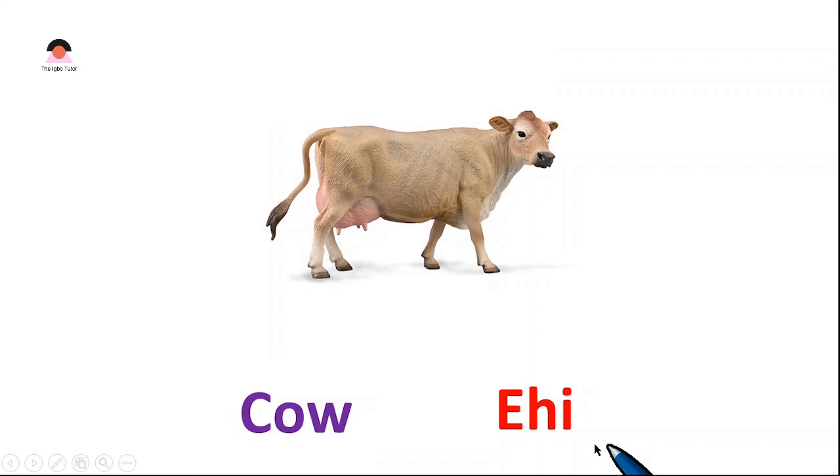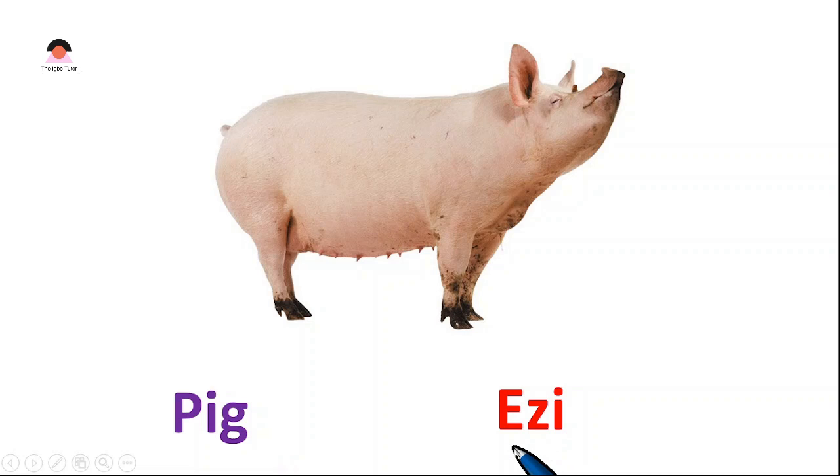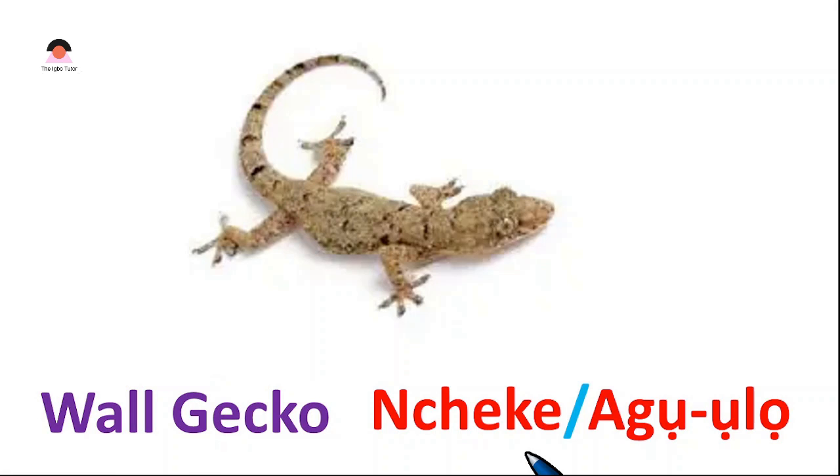Next is cow. Cow is called ehi in Igbo. Next is pig. We call pig ezi. Ezi in Igbo language. Next is wall gecko. Wall gecko is called ncheke or agu ulo in Igbo language. Agu means lion, but ulo means home, the home lion. Maybe because of the way it catches insects at home, we call it agu ulo, home lion.